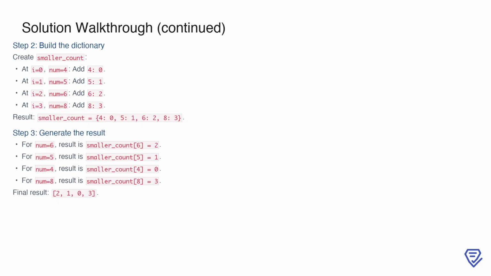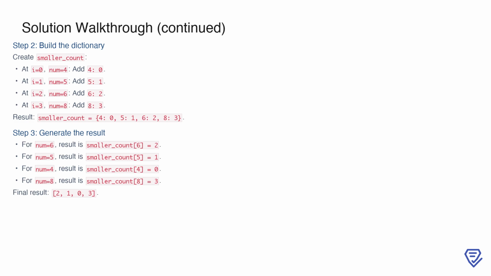At index 0, the number is 4, so we add (4, 0) to the dictionary. At index 1, the number is 5, so we add (5, 1). At index 2, the number is 6, so we add (6, 2). Finally, at index 3, the number is 8, so we add (8, 3). The completed dictionary is smaller_count = {4: 0, 5: 1, 6: 2, 8: 3}.